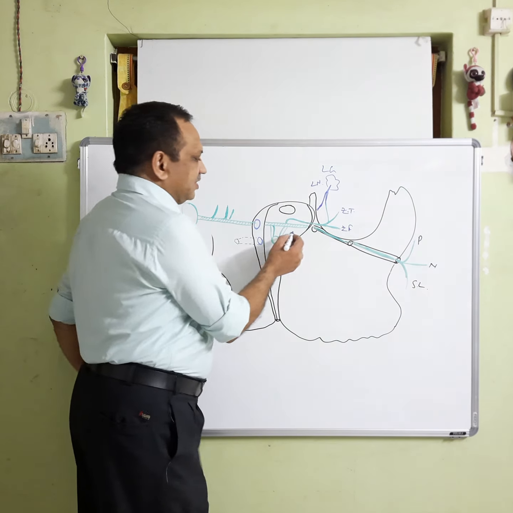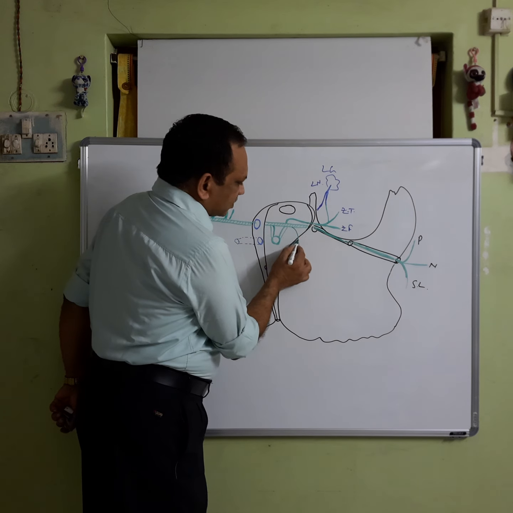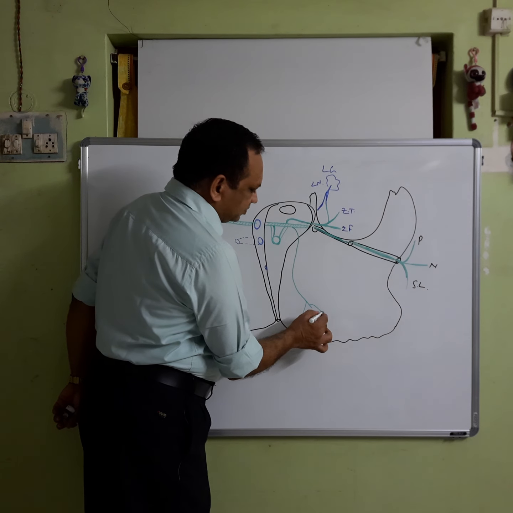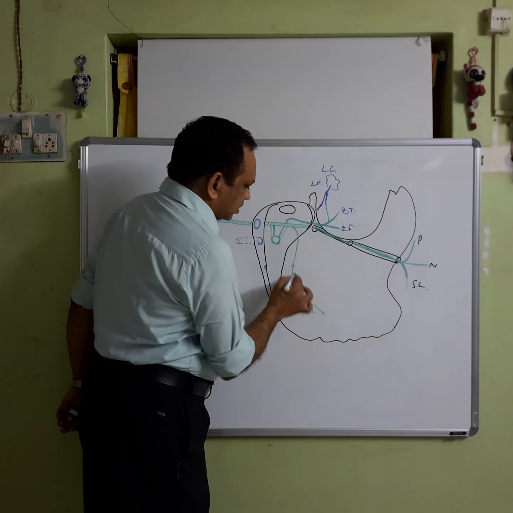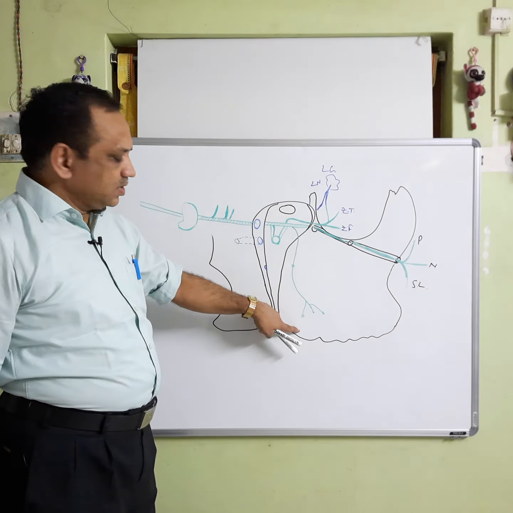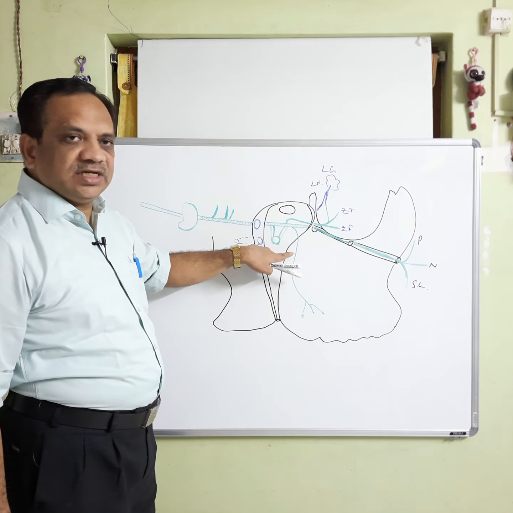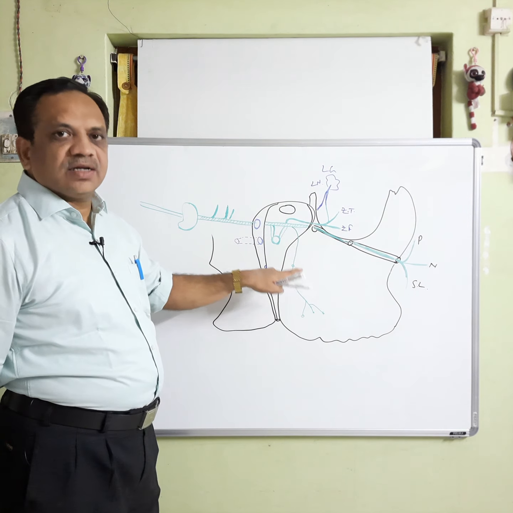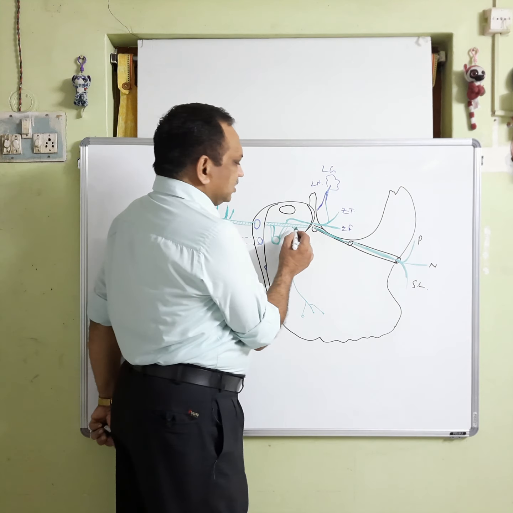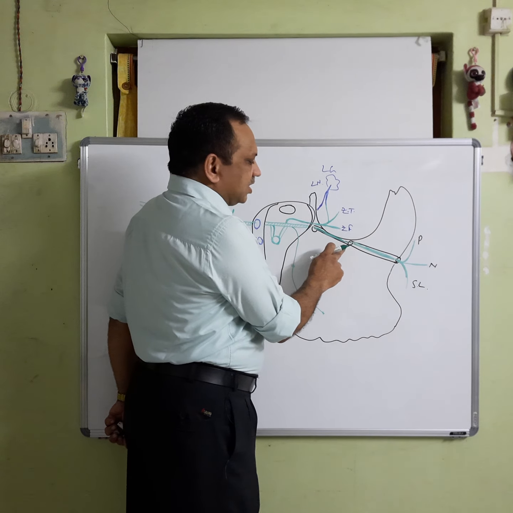Then another branch is given here which comes down like this and divides into branches which pierce the body of the maxilla to join the superior dental plexus as the posterior superior alveolar nerve. So, this is the posterior superior alveolar nerve. After this branch, the maxillary nerve enters the infraorbital groove.